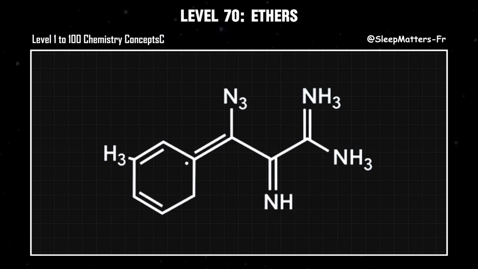Level 70. Ethers. Ethers are the quiet, mysterious cousins of alcohols. They are made when two carbon chains are connected by an oxygen atom. That is it. Just one oxygen atom in the middle, and you have an ether. But this small change makes a big difference. Ethers are not like alcohols. They do not mix well with water. They are not as reactive. But they are incredibly useful.